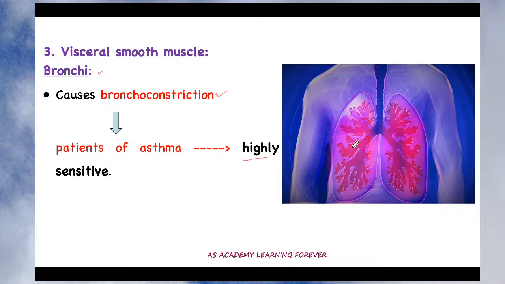So when you give the same dose of histamine to both a normal patient and an asthmatic patient, it is observed that the bronchoconstriction produced in the asthmatic patient is more predominant as compared to the bronchoconstriction produced in the normal patient. So this clearly indicates that patients of asthma are highly sensitive to the bronchoconstrictory action of histamine. So this is the action on the bronchi. Just remember it produces bronchoconstriction.